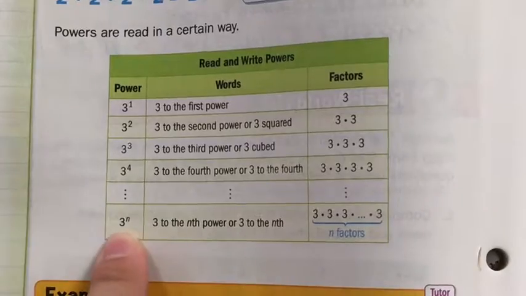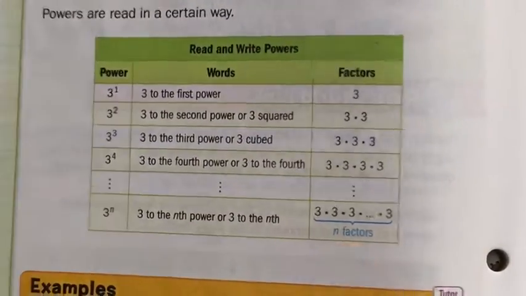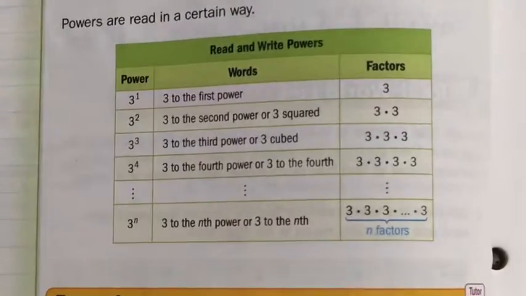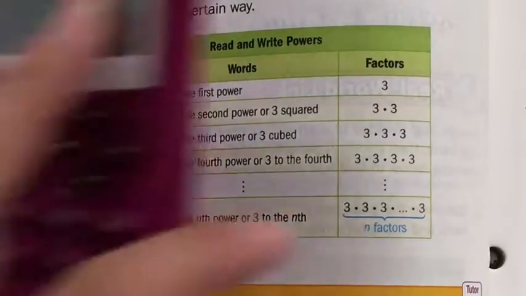So like 3 to the 11th power or 3 to the 11th. And then there would be that number of factors, 11 factors on that one. So this is how you do it. In fact, let me show you something that will really make you sound like a pro.